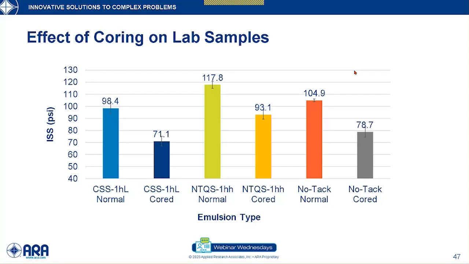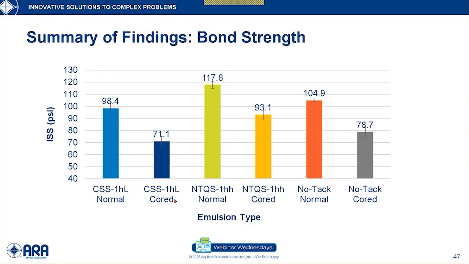When you're using a drill bit or a rig while coring, your samples may be disturbed due to coring or transportation, and it may cause your bond strength to be lower than it actually is.